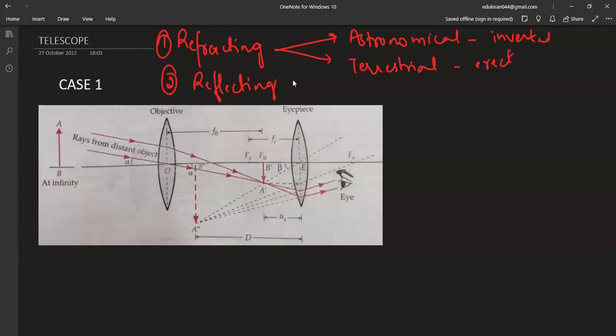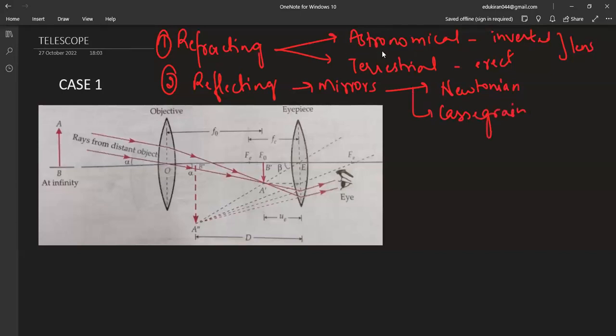Then in reflecting telescopes, this is also used to view the distant object, but here you use the mirror. In reflecting ones, you use the mirrors. In refracting ones, here you use the lens, which you will study. So you have Newtonian telescopes and Cassegrain telescopes. These were earlier there. One was Newtonian and one was Cassegrain. None of them is a part of your syllabus.